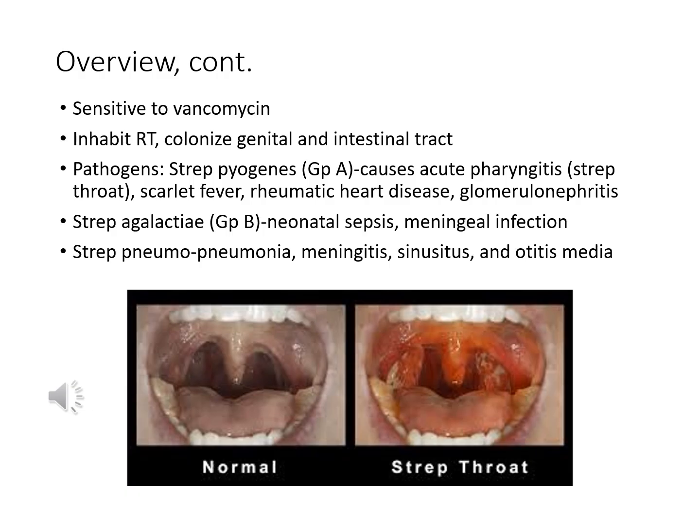Most streps are sensitive to vancomycin. Streps inhabit the respiratory tract, and they could also colonize the genital and intestinal tract as well. Pathogens include Strep pyogenes, which is a group A strep, and this is the most common cause of acute pharyngitis, often just referred to as strep throat, which I'm sure you've heard before. It can also cause scarlet fever, rheumatic fever, heart disease, and glomerulonephritis.